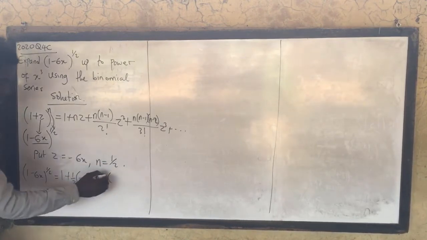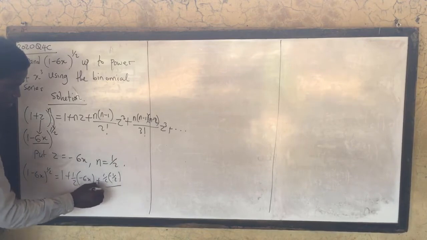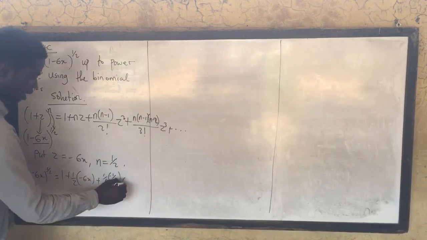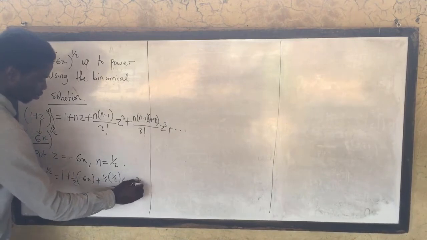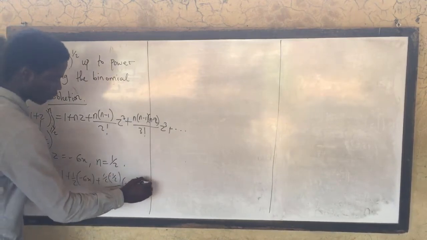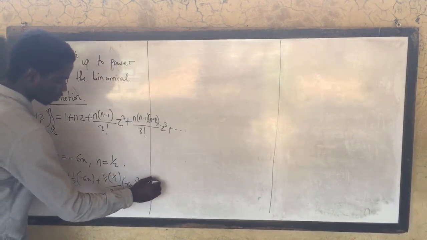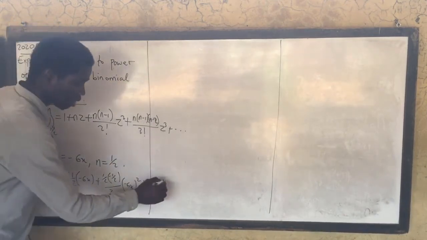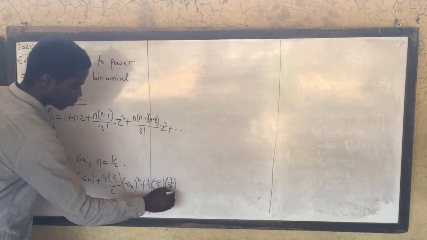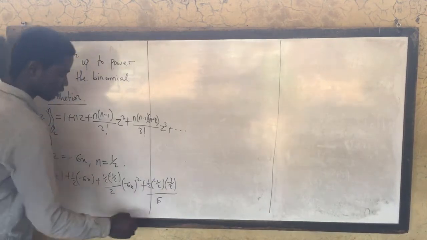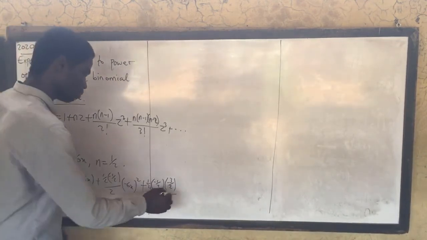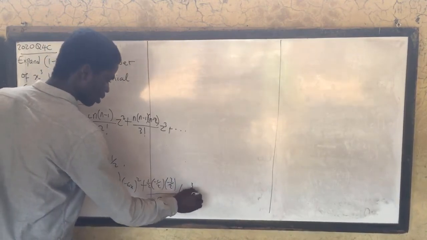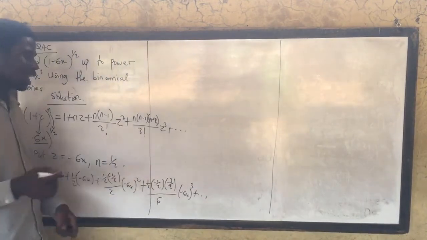Plus 1 over 2 times 1 over 2 minus 1, which is minus 1 over 2, over 2 factorial. 2 factorial is 2, z squared. Z is minus 6x all squared. Plus 1 over 2 open bracket minus 1 over 2, because 1 over 2 minus 1 is minus 1 over 2, and 1 over 2 minus 2 is minus 3 over 2, all over 6. 3 factorial is 6, z cubed, that's minus 6x raised to power 3, and it goes on like that.